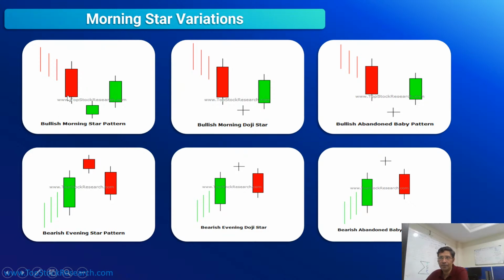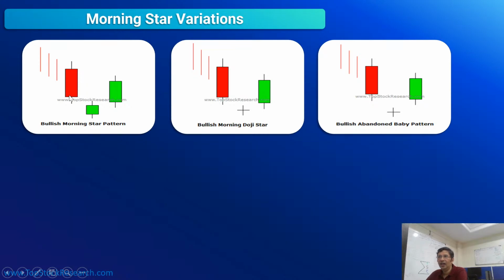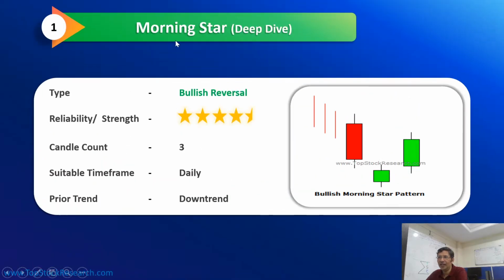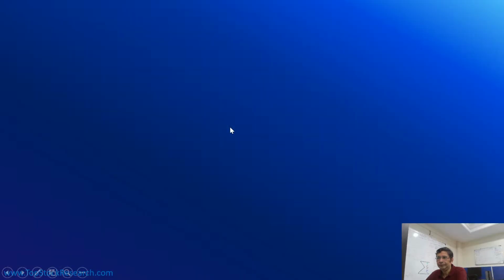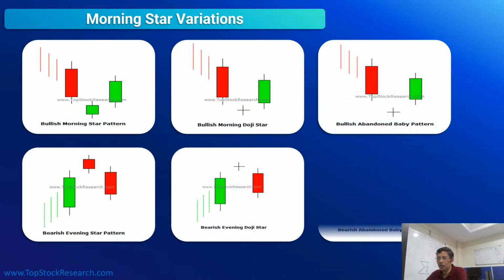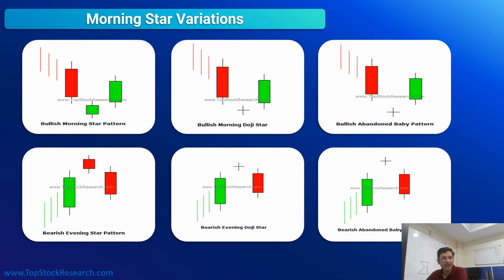Again, not a very common pattern, but if these patterns are formed, then they can give you extremely good results, right? See, the reliability is pretty high, 4.5 out of 5. So one of the most reliable patterns out here. Any questions in understanding any of these patterns?